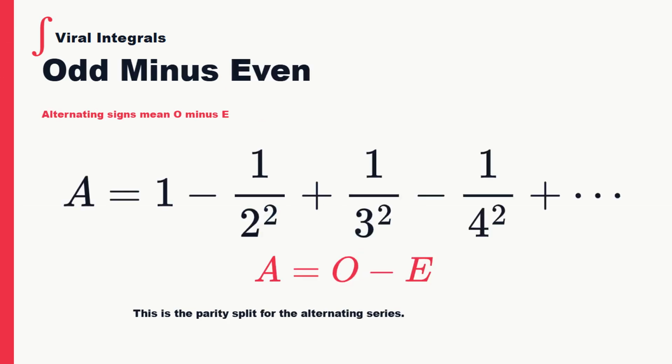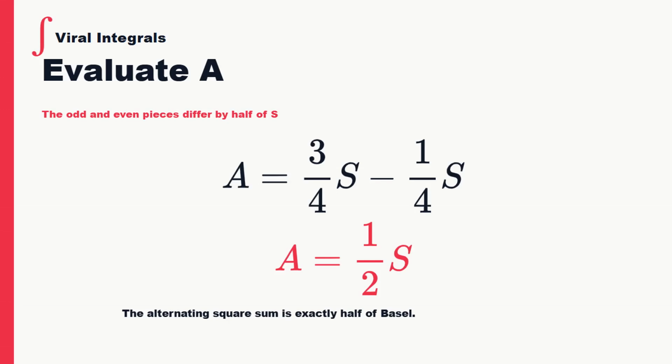The alternating reciprocal square series is odd terms minus even terms. In the notation here, that means A is equal to O minus E, because the odd denominators carry the plus signs and the even denominators carry the minus signs. Substitute the two pieces into A equals O minus E. 3/4 of S minus 1/4 of S leaves 1/2 of S. So the alternating square sum is exactly half the Basel sum.